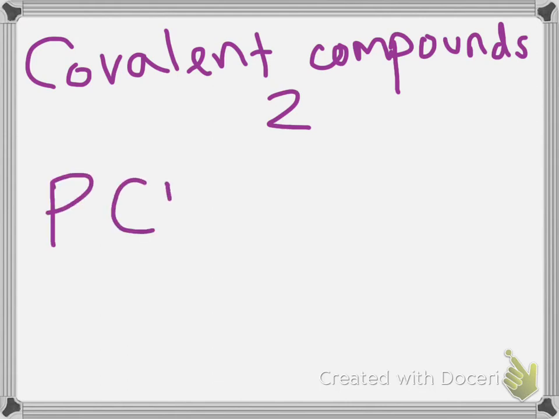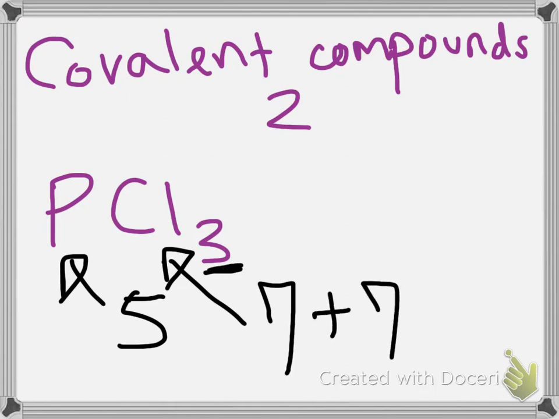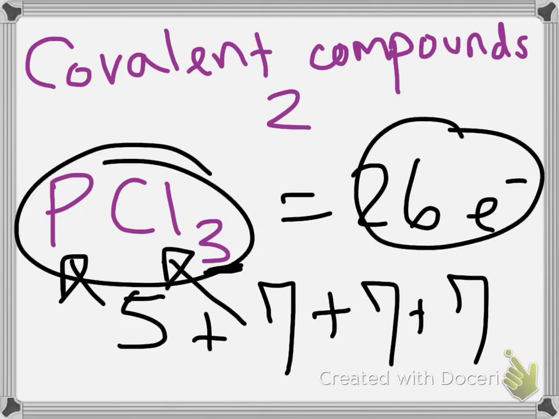That is PCl3. Okay, so again, our first step is to calculate how many valence electrons are in this whole structure. So phosphorus is in the 5th group, so it has 5 valence electrons. Chlorine is in the 7th group, so it has 7 valence electrons. But there are 3 chlorines, each bringing 7 valence electrons. So our total is 5 plus 7 plus 7 plus 7, which equals 26 electrons. So we are going to work with 26 electrons in order to draw our structure.